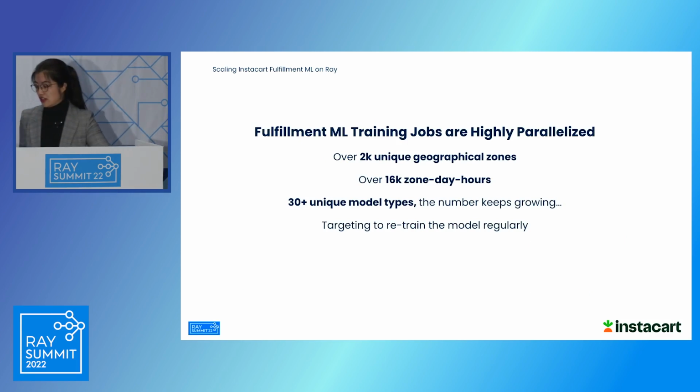At Instacart, we have over 2,000 unique zones in our product, and for each zone, we have at least 8 hours of store open hours, counting up to more than 16,000 zone day hour horizons. We have over 30 types of models running in such a highly parallel pattern, and the number of models keeps growing as our machine learning engineers produce new models. We want to retrain each model with the most up-to-date input data on a regular basis. This brings us a challenge on how to execute those highly parallel training workflows in a scalable and efficient approach.